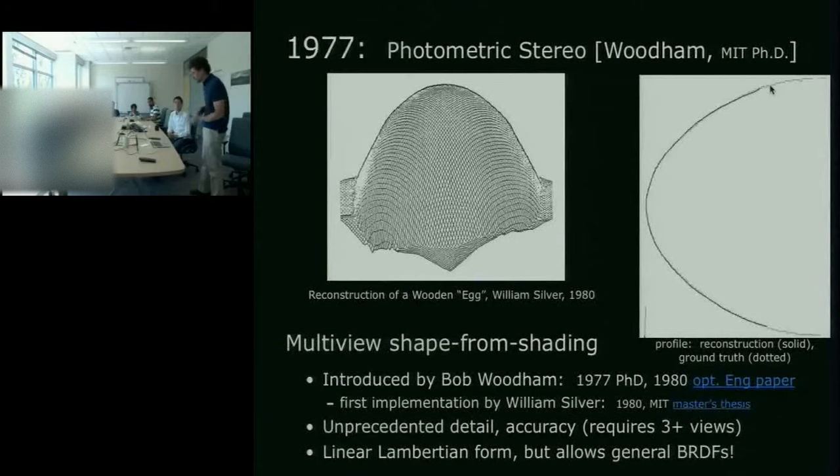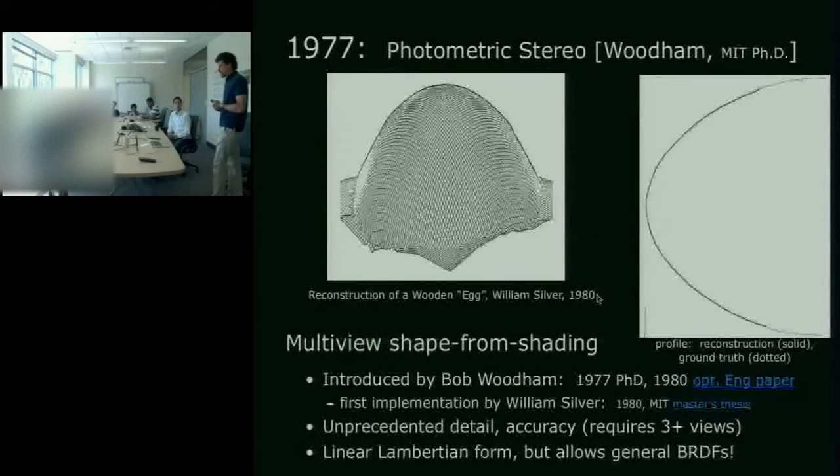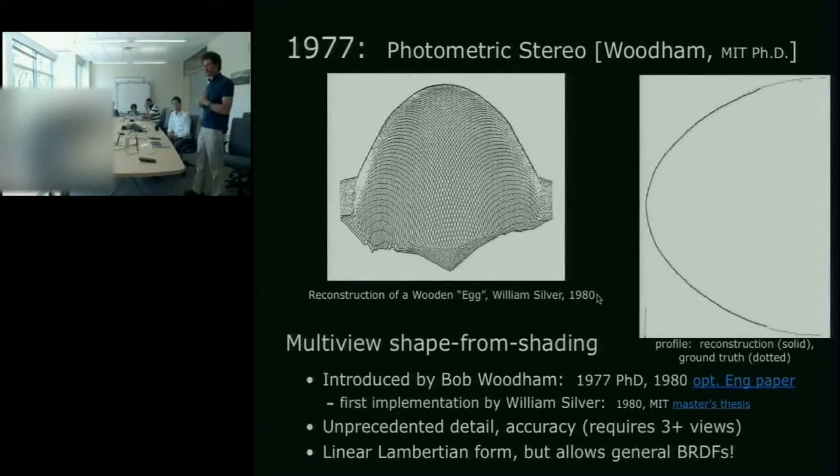So incredibly accurate models. Most people in computer vision know about photometric stereo and Bob Woodham's work in particular, but I think a misconception is that people think it only works for Lambertian scenes. And in fact, the very first work in his thesis and in Silver's implementation showed that you can use this for any kind of scene, any kind of BRDF, as long as it's not translucent. It has to be an opaque surface, but it can be shiny or made out of whatever you want, as long as you know the form of that reflectance function.